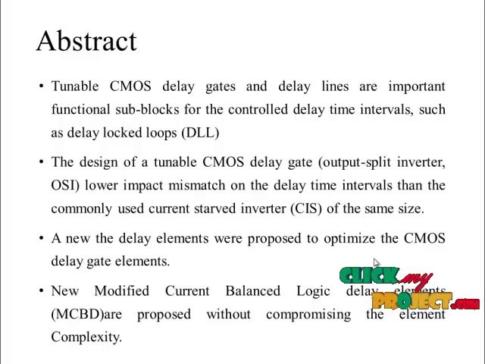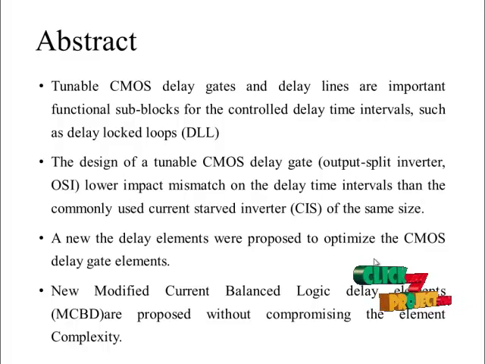A test chip including two arrays consisting of 512 16-stage delay lines employing the CSI and OSI gates has been designed and fabricated in a standard 90 nm CMOS technology. The experimental results show that the proposed OSI circuit is 10 to 50% more accurate than the conventional current starved inverter, with no penalty in terms of increased area, power consumption or complexity.